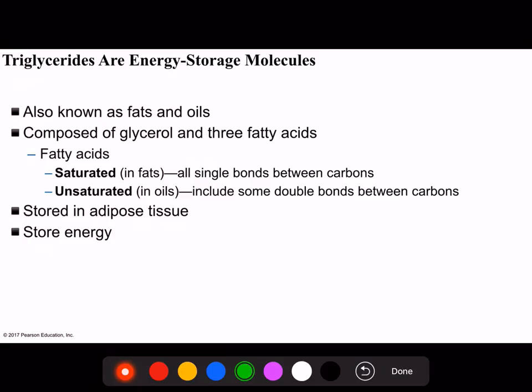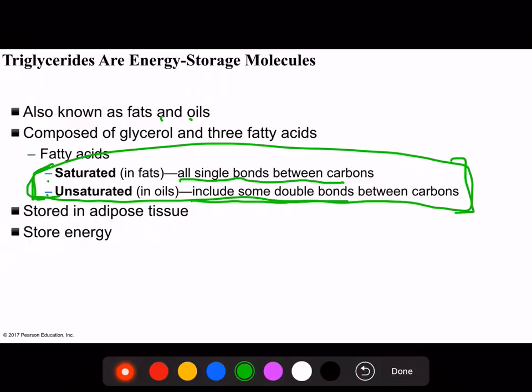Triglycerides are made of fats and oils, and we have two different types of fats. We have saturated and unsaturated. This is a question for you. Try to know what is the difference between them. Do they have all single bonds between carbons, or include some double bonds between carbons? Try to find the difference and post it also in the forum.